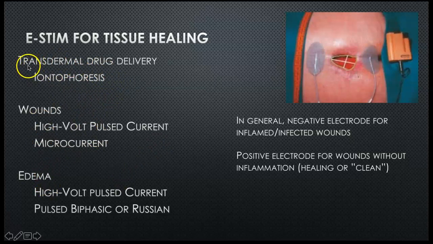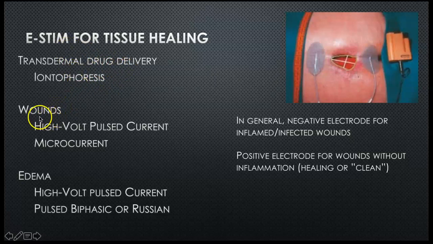So you can use e-stim for transdermal drug delivery. And what that means is just across the skin, right? It's like an alternative to getting a shot with a needle, right? So we use iontophoresis for delivering drugs through the skin using an electrical current.